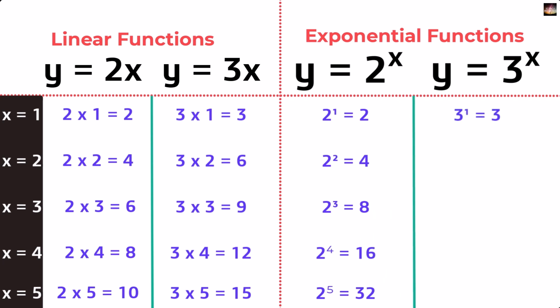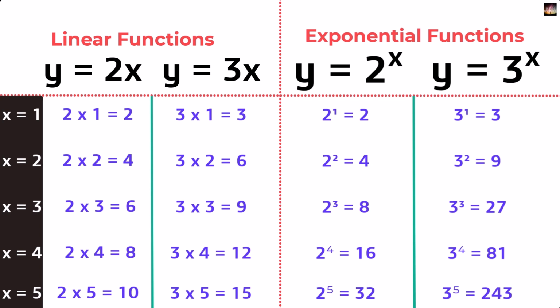So 3 to the power 1 equals 3, 3 to the power 2 equals 9, 3 to the power 3 equals 27, 3 to the power 4 equals 81, then 3 to the power 5 equals 243, and this also grew quite rapidly. So if you compare at what rate the function is changing, you'll see that exponential functions grow much faster compared to linear functions.